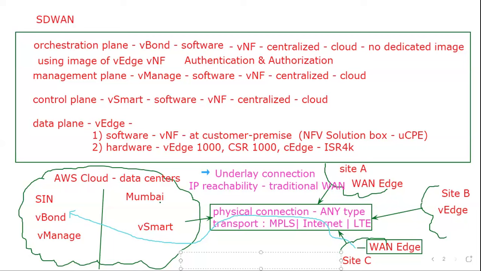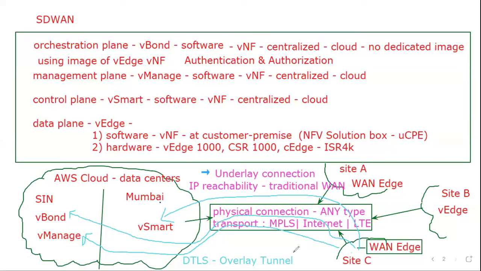It is a DTLS overlay tunnel. Now one tunnel for vBond, another tunnel for vManage, by using the same path. And a third tunnel for vSmart, by using the same underlay. So there will be 3 tunnels. All of them are DTLS overlay tunnels.